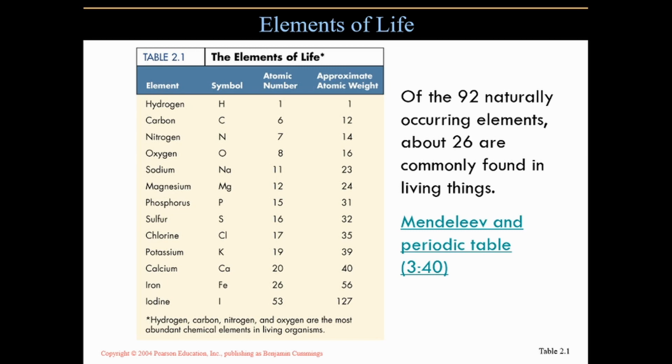So those 6 elements make up the vast majority. They're the major elements. That's what I'm trying to say. The major elements in living things would be those 6 elements. And then the other 20, of the 26 that are commonly found, are found in much smaller quantities than those 6 elements that make up living things.